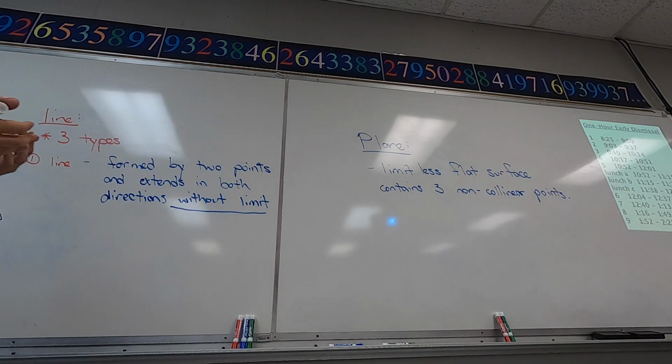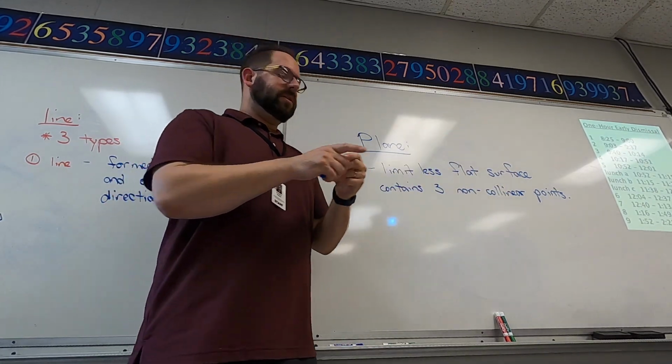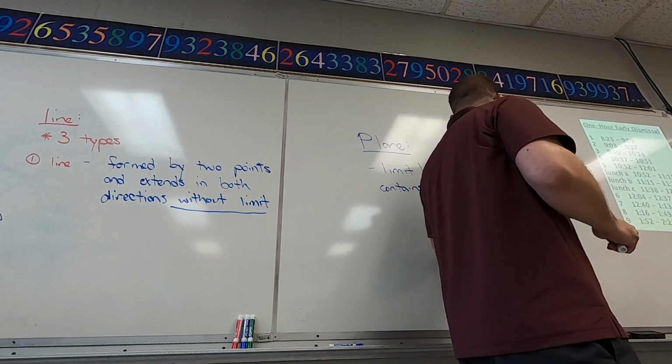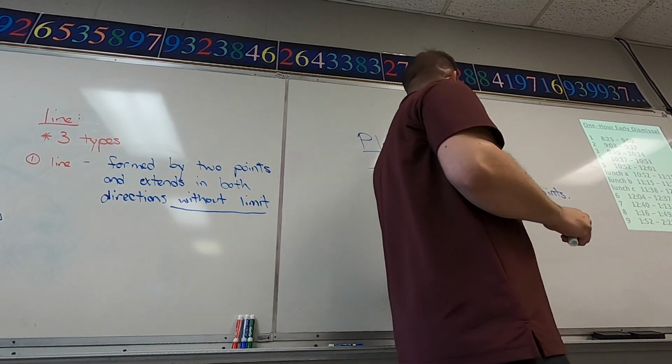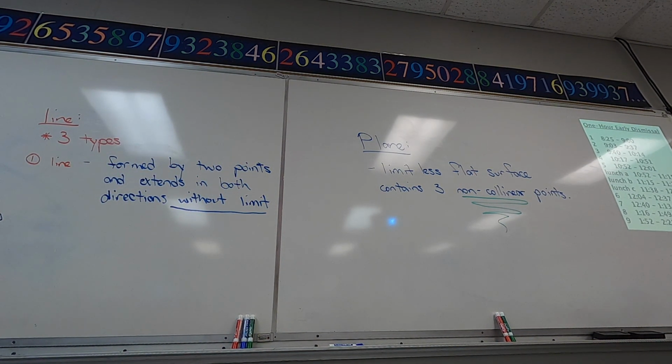That's a flat surface. Now, it contains 3 non-collinear points. This is a new definition. This is a new vocab word. I need to know what this means, because otherwise it doesn't make any sense to you. What does it mean to be non-collinear? Non-collinear. What's your opinion? What are we thinking? Please, what do you think?